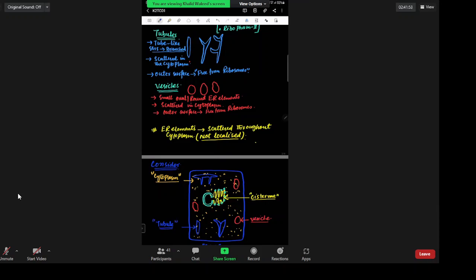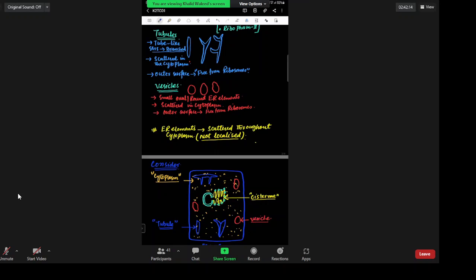वही जो मैंने ऊपर लिखा, both tubules and vesicles are scattered in the cytoplasm. Overall, all the components of ER are scattered in the cytoplasm. They are not present along with each other. They are not localized.